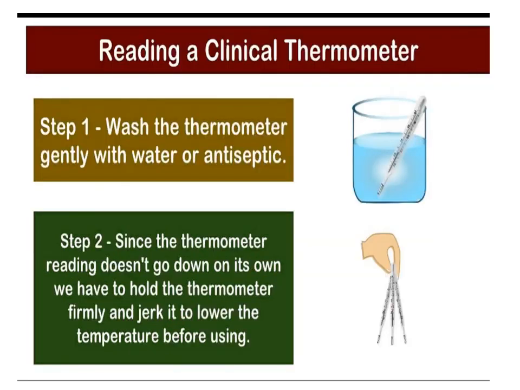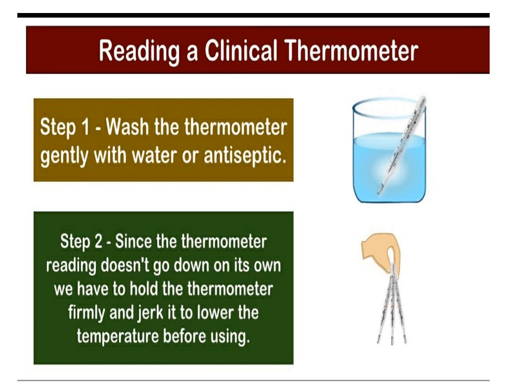Now, how are we going to do the reading in a clinical thermometer? Step 1 is to wash the thermometer gently with water or antiseptic, as you can see in the picture also. Then step 2: since the thermometer reading doesn't go down on its own, we have to hold the thermometer firmly and jerk it to lower the temperature before using. So you need to lower the temperature by jerking it.